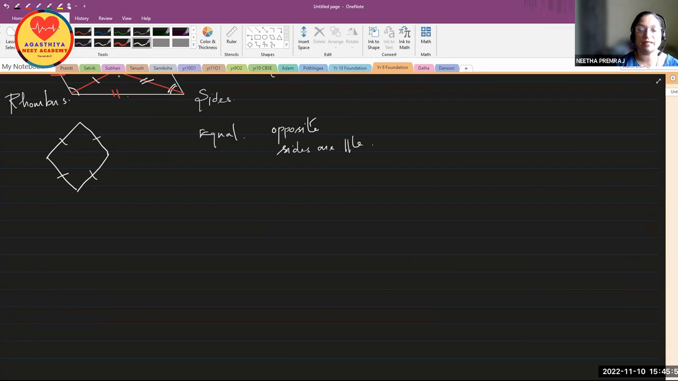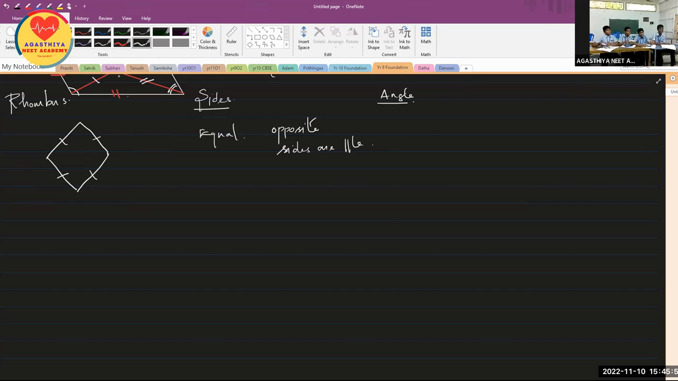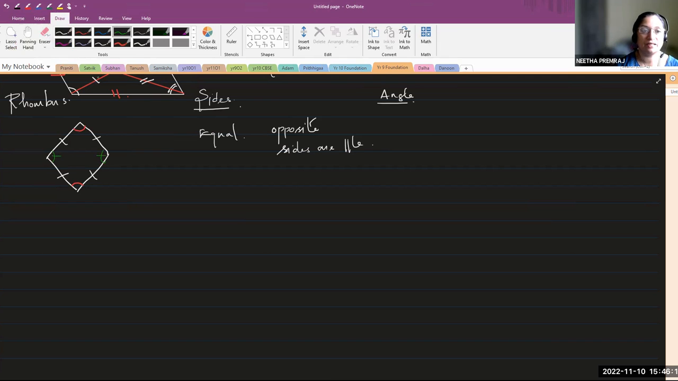And what about the diagonals? Angles. First, we will speak about angles. What about angles? Opposite angles are equal. So this angle is equal to this angle, and this angle is equal to this angle.